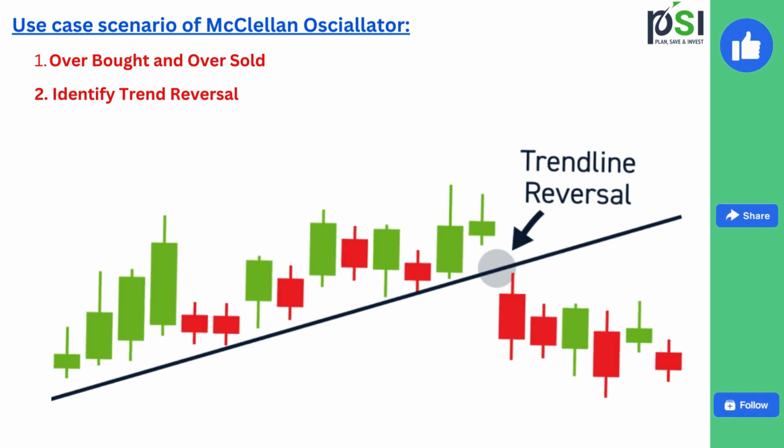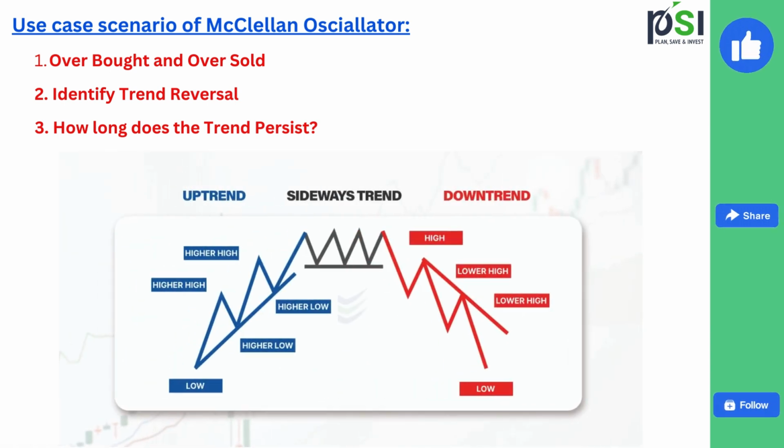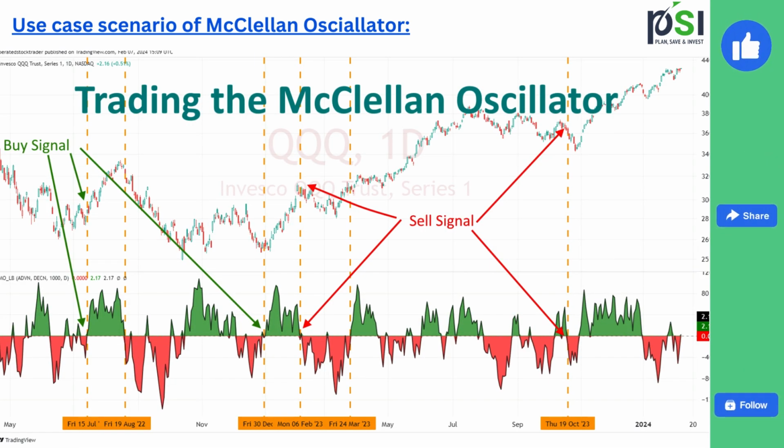The third thing is how long the trend persists. This is another beauty of the McClellan Oscillator. Now you're confident that your moving averages or your indicators told you that the market is going to trend, uptrend or downtrend, but you don't know how long the trend persists. What you can do is rely on the McClellan ratio adjusted oscillator and stay as long as it is positive or negative. If it is positive, you can stay in the uptrend, and if it is negative, you can stay in the downtrend. So let us examine the use case scenario of the McClellan Oscillator.